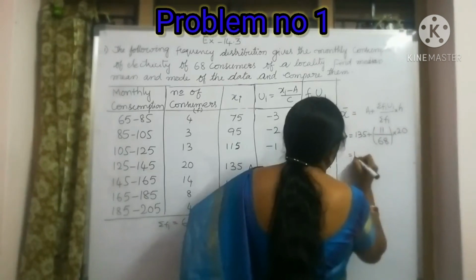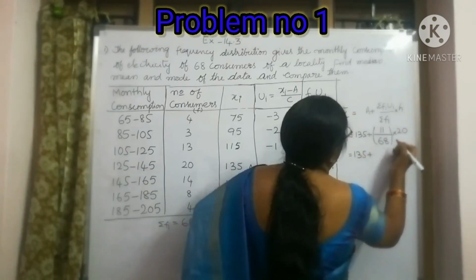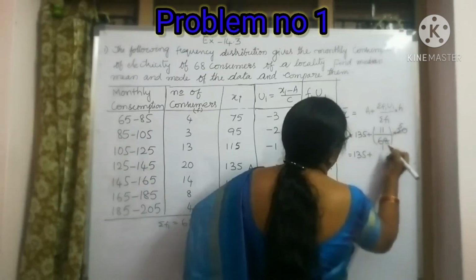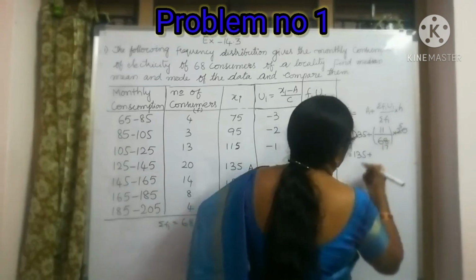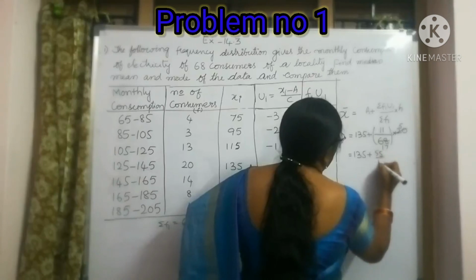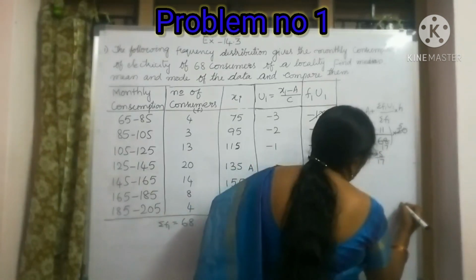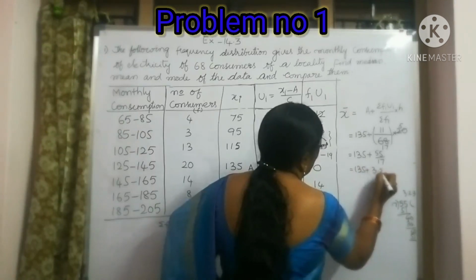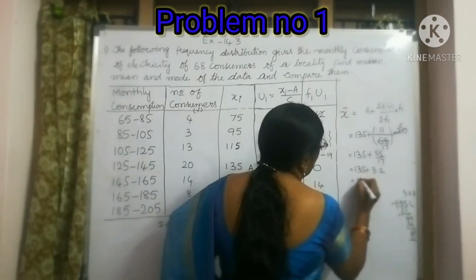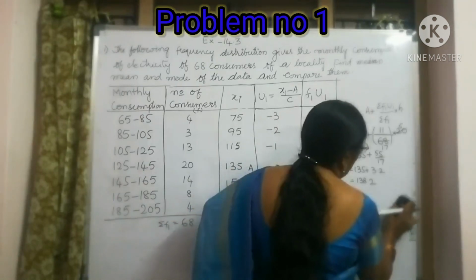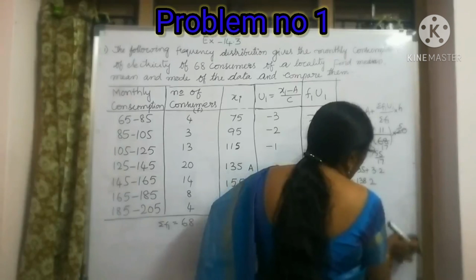So 135 plus this, I can simplify. 4 ones are 4, 4 sevens are 28. So this is 55 by 70, I can simplify this. 135 plus 3.2, so this is 138.2. Up to 1 decimal I have taken. This is the mean of this data.